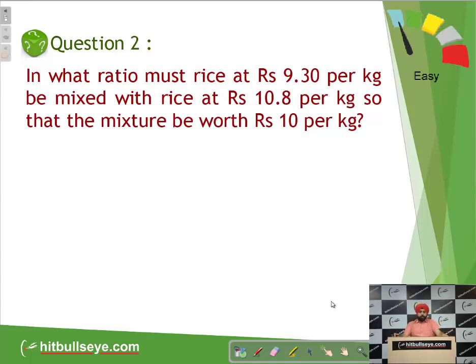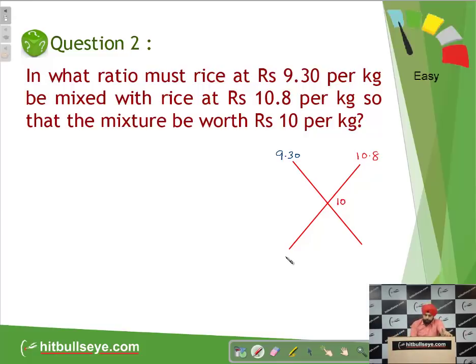This one. Now here you're talking about two kinds of rice. Their prices are given. The price of one kind of rice is given to be 9.3. The price of other kind of rice is given to be 10.8, and the average price is given to be 10 rupees.